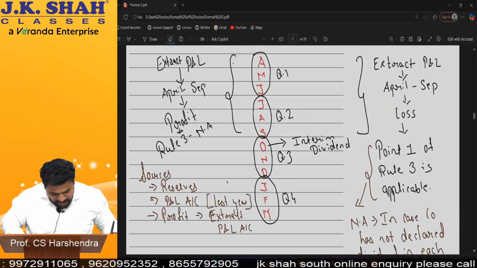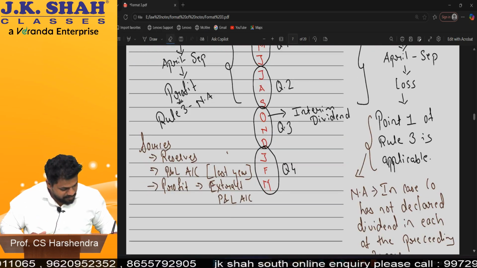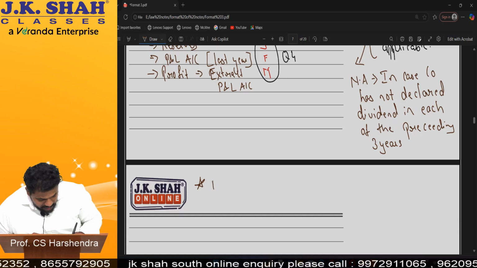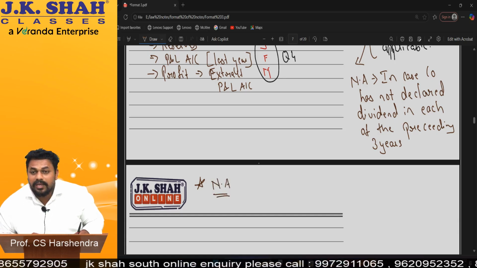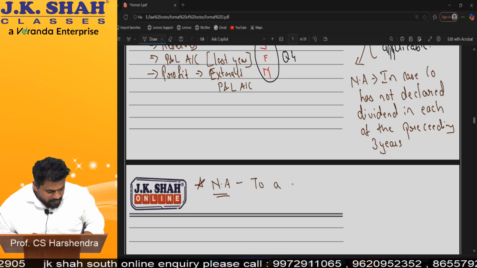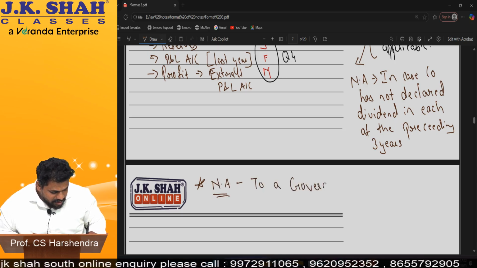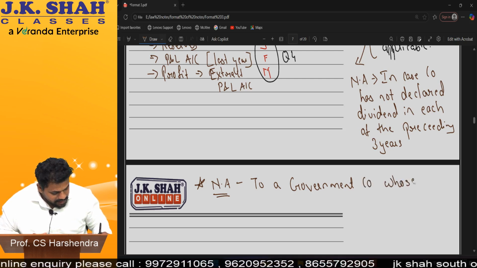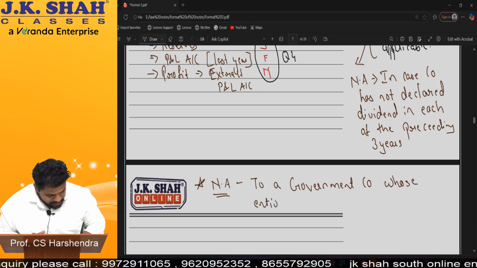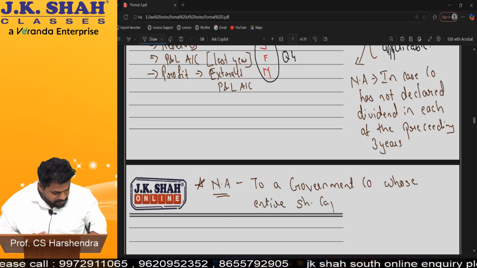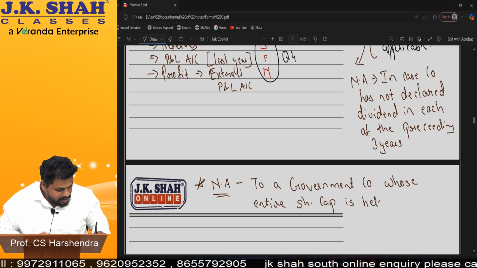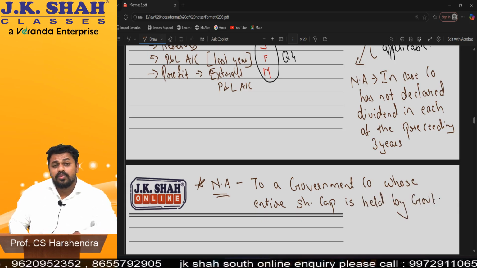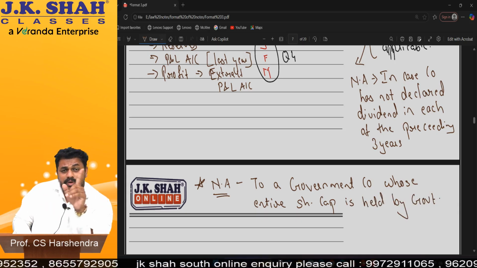And the last point, a very important point. I hope you understood about interim dividend. Nothing in this section is applicable to a government company. Which company, beta? A government company whose entire share capital is held by government. So this Rule 3 restrictions and all are not applicable to such a company.